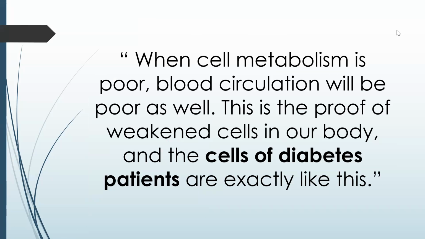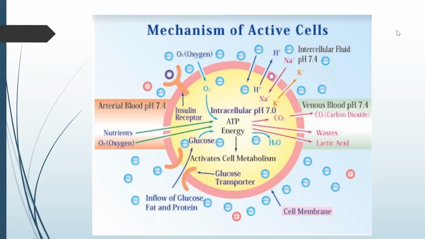Okay. So Dr. Nobre mentioned that when cell metabolism is poor, blood circulation will be poor as well, and this is the proof of weakened cells in our body. He saw that the cells of diabetes patients are exactly like this: their cells are poor and their cell metabolism is affected. So maybe you wonder what cell metabolism actually is.